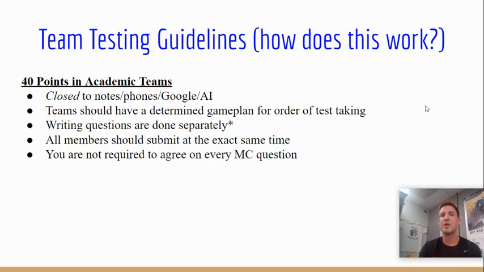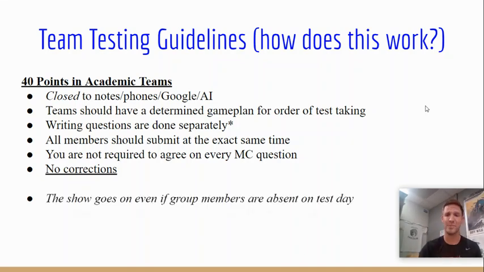Speaking of changing, you're not required to agree on every multiple choice or matching question. If 2 kids are in love with option D and 3 kids are adamant that it's B, you don't have to fight each other for 15 minutes to become unanimous. Just have the 3 put B and the 2 put D and just move forward. You don't all have to agree. Because it's team testing, it will be different than Unit 1 and 2. There won't be corrections for team testing. Your score is your score.